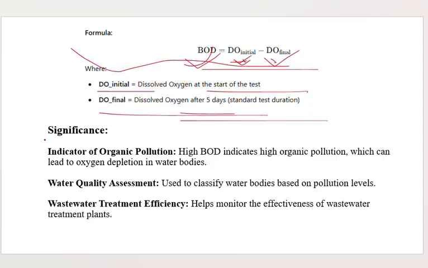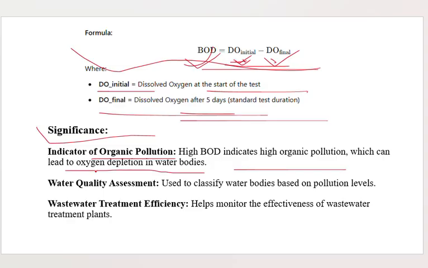What is the significance of BOD? BOD is an indicator of organic pollution. If there is a high BOD, that means organic pollutants are present in high amounts in that sample water, which can lead to oxygen depletion in water bodies.